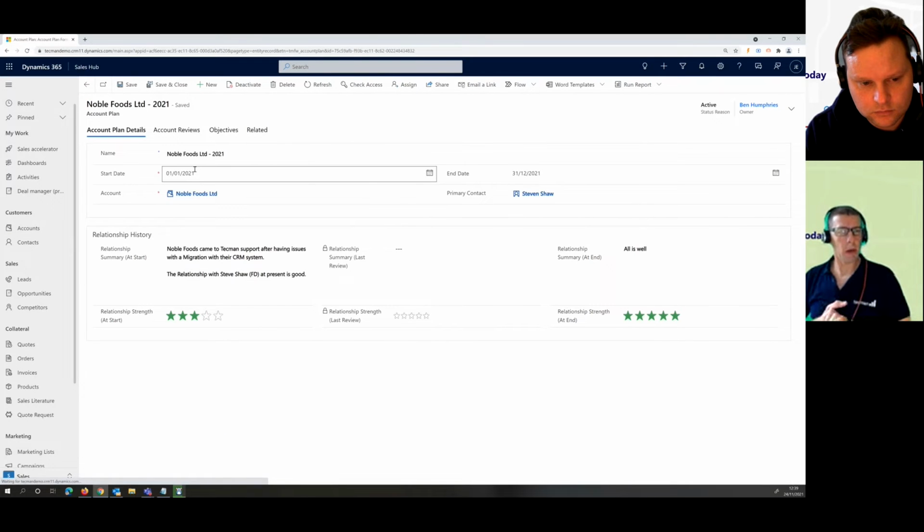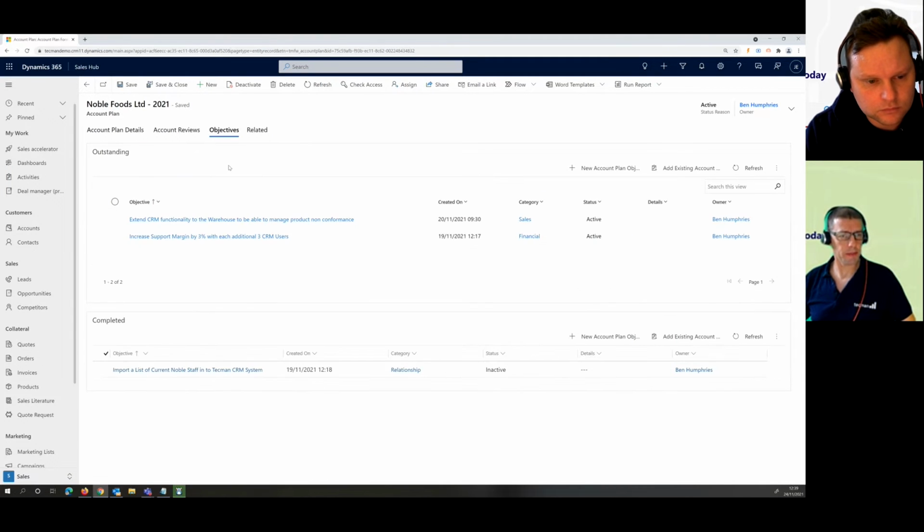So when we have a look at our account plan, we can see it's just a very simple wrapper. We've got a start date, an end date, information on what it's linked to, we've named it, we've given it a primary contact, and we've got this idea of a relationship history. We use some of the standard functionality here to show that as a star rating rather than a figure. We also have the idea of account objectives.